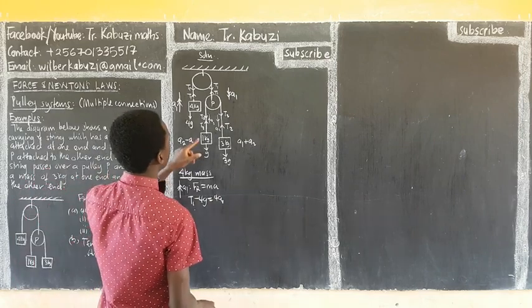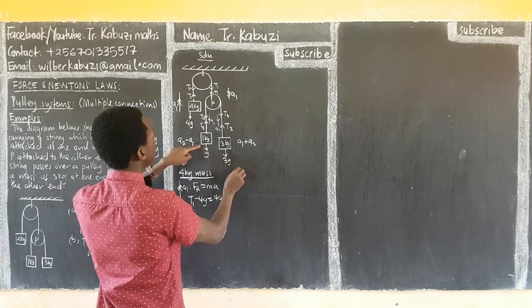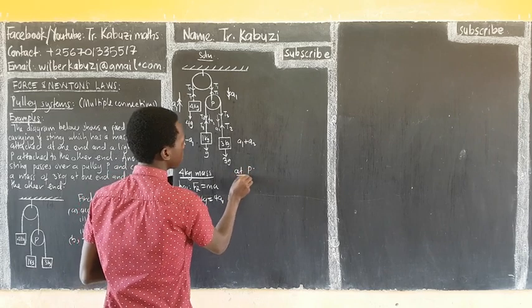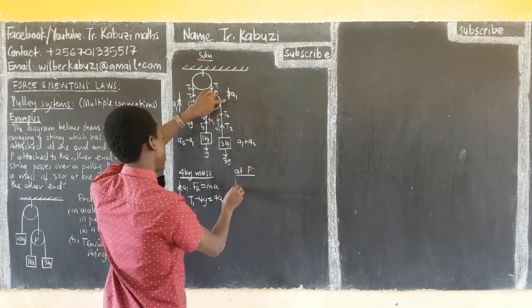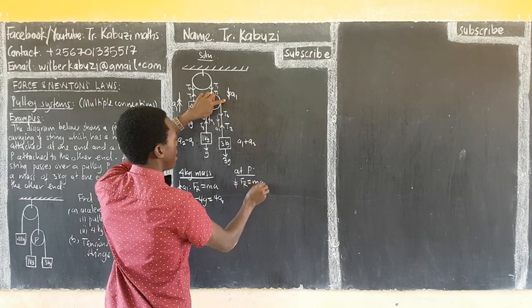But now I come to this one, the 1 kilogram mass, or we come at the pulley at P. So that at P, our acceleration is going in this direction. Still resultant force equals MA.